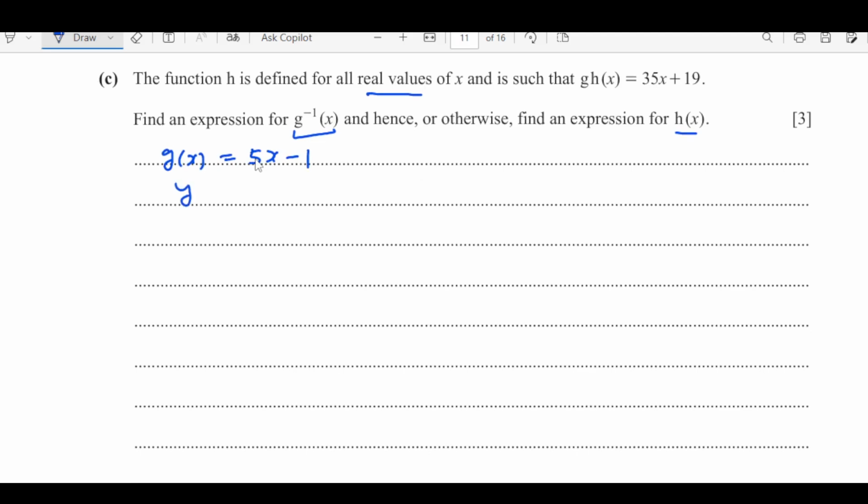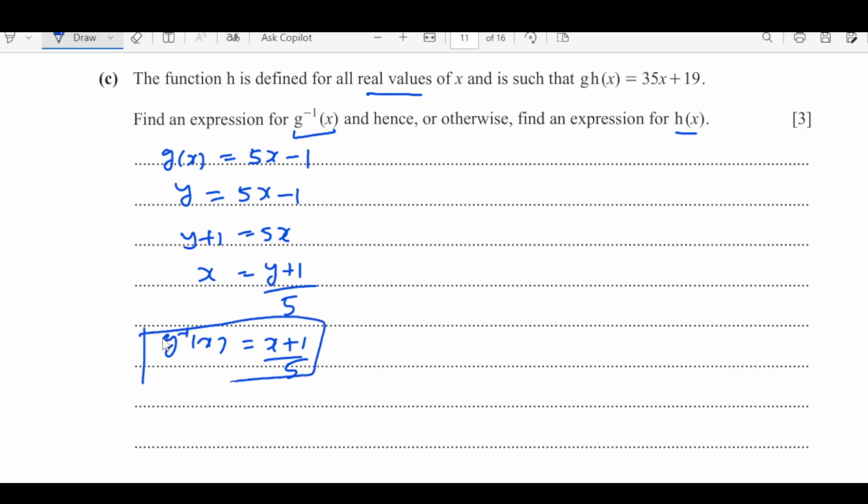So I will write it as y equals 5x minus 1. You all know this very well. So y plus 1 equals 5x. From here x is (y plus 1) over 5, which is g inverse of x. So we are writing g inverse of x in terms of x. This is our first part.